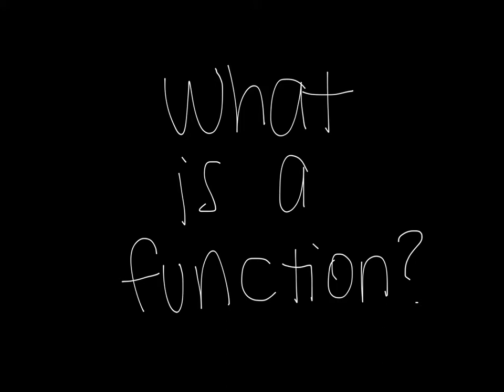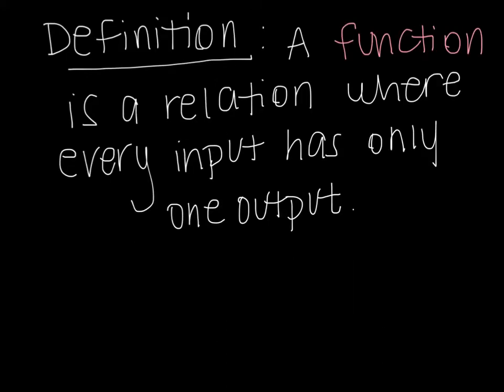Okay, so first of all, here's our technical definition for a function. We said it's a relation where every input has only one output. And just a reminder, a relation is just a group or a set of ordered pairs. Okay? Our inputs mean the x values, the outputs are the y's. So again, a function is a relation where every input has only one output.